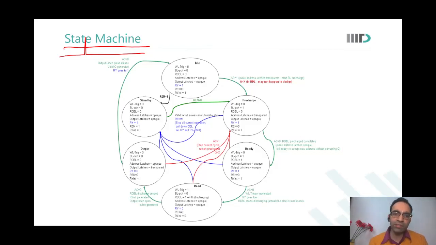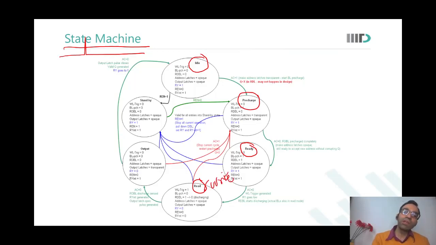You don't need to go into the details of the state machine. My intent in sharing it is that the memory could be in multiple states. It could be in idle state, simply waiting for the next clock cycle. It could be in pre-charge stage, getting ready for the next clock cycle. It could be in ready stage: I'm ready now, give me the new address. It could be in read stage, where I'm doing the read operation. It could be in write stage, where I'm doing the write operation. It could be in outputting stage, where the read operation has completed, but my output latches will now throw out the data.